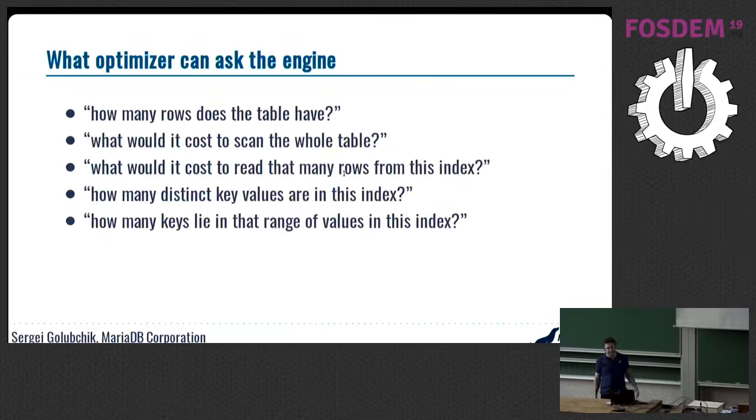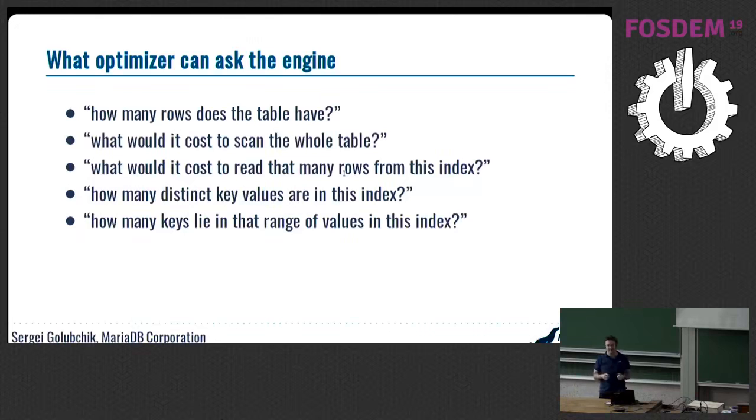So what statistics does the optimizer need? When the optimizer optimizes your query, it needs to know something about the data. Traditionally, it was done by the optimizer asking the engine different questions, like how many rows does this table have, or how much would it cost to do a full table scan? And cost is in some arbitrary cost units, not in microseconds or CPU cycles or anything. Or for example, how much would it cost to read 1,000 values from index number 3? Then the optimizer would compare this cost with the cost of the full table scan and decide whether it's cheaper.